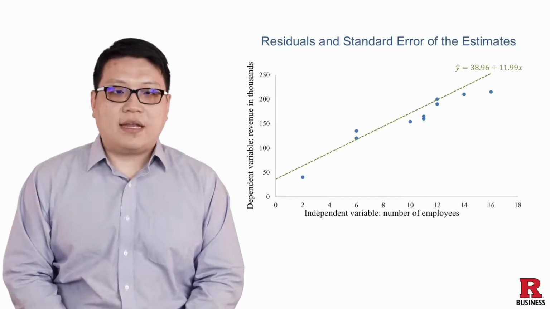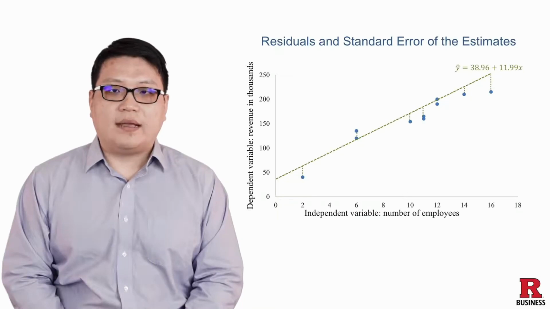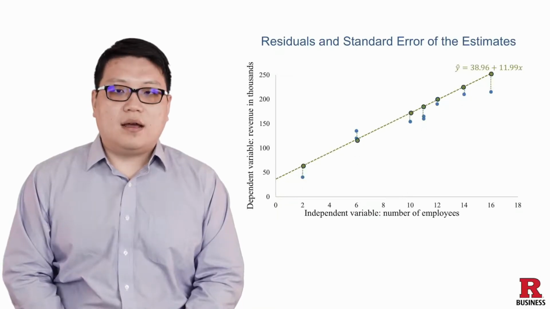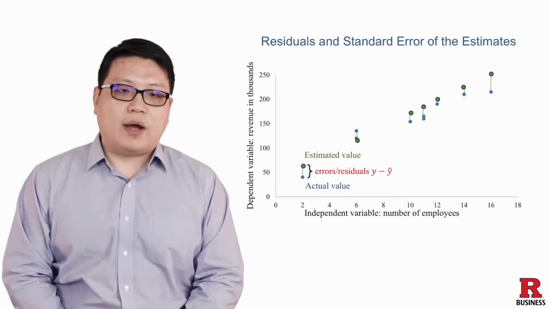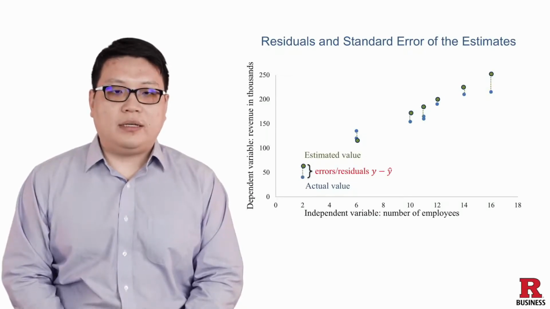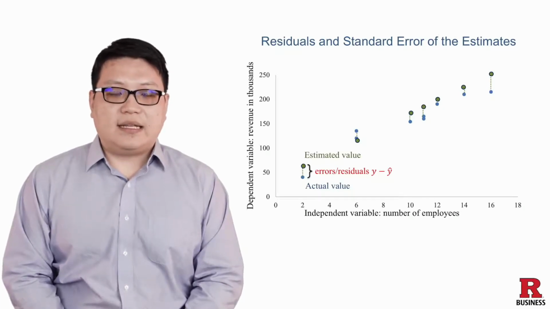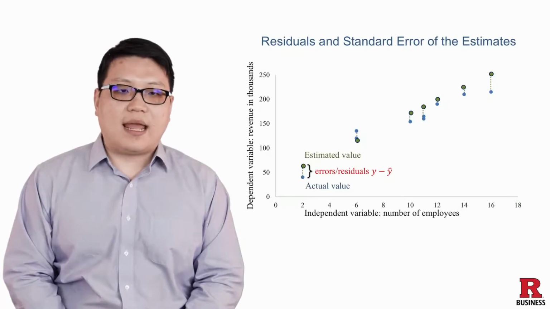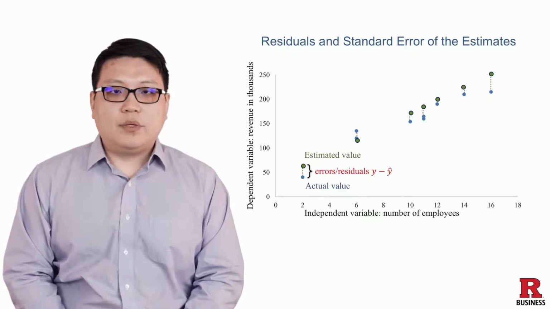So again, here is our regression line, and if we put the x number in the model, we can get our y hat, our estimated value. The blue dot here is the actual value, and the green dot here is the estimated value. If we use y minus y hat, what we are calculating here is the model's errors or residuals. Basically, it is the distance between the actual value and the estimated value.